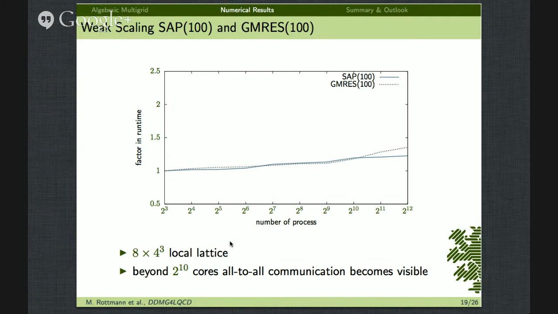Okay, and we see here that at some point at 2 to the 10 or 2 to the 11 processes, GMRES starts suffering from communication issues. And we have also profiled this, and profiling has shown that it's due to all-to-all communication, not to next neighbor communication. And SAP has no all-to-all communication. There are no dot products within SAP. And yeah, that's why you see it here in GMRES, but not in SAP. So this is the first advantage.